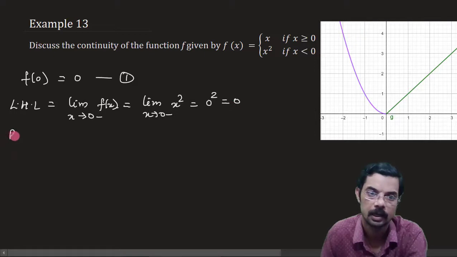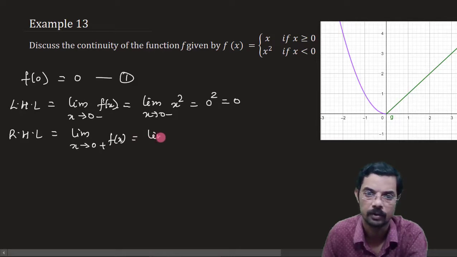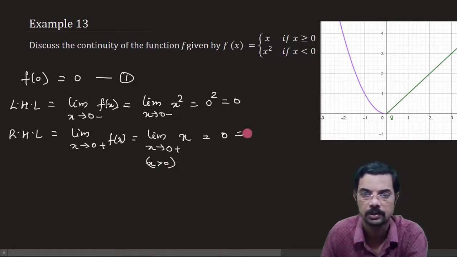Okay, and the right hand limit is equal to the limit as x tends to 0 plus of f of x, which is defined as x. f of x equals x when x is greater than 0. Here x is greater than 0. So again we put 0, so that is equal to 0.